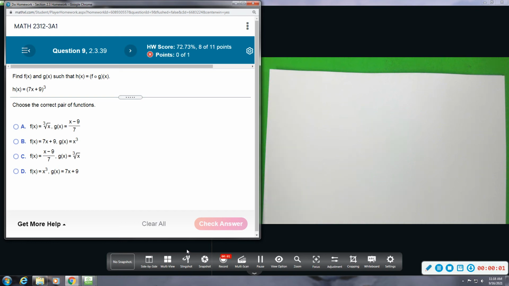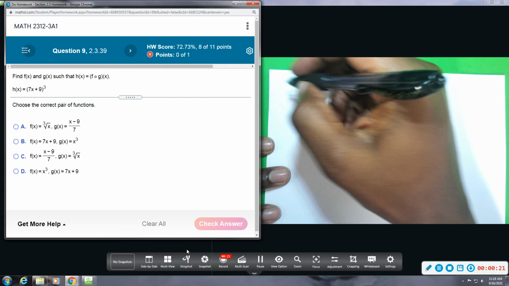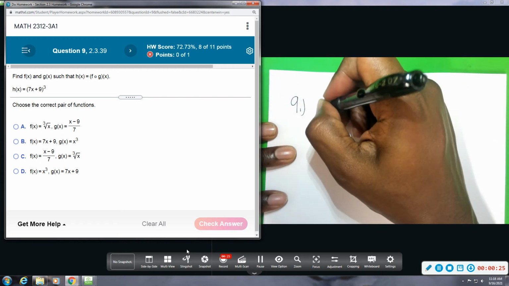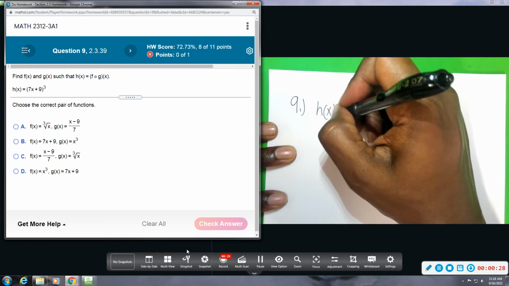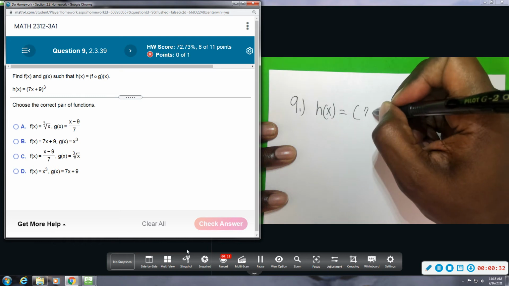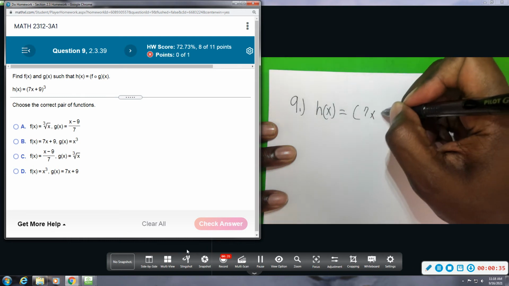All right, number 9. This time we are given a composition of functions h of x that has been composed f of g, and we want to work backwards and figure out what was the f function and what was g. Whenever I do these, there's a simple way to think about it. We take this function h of x and we want to decompose it and figure out what the two functions we plugged in were.